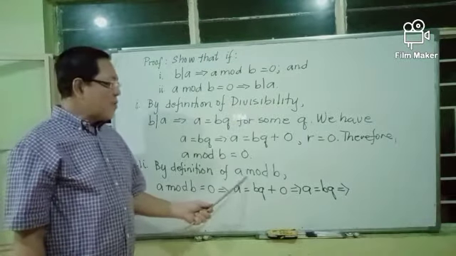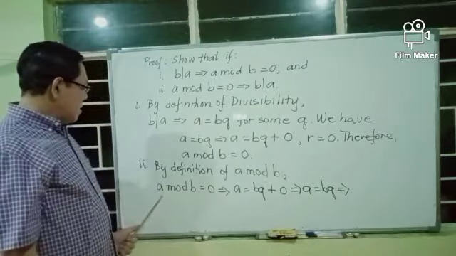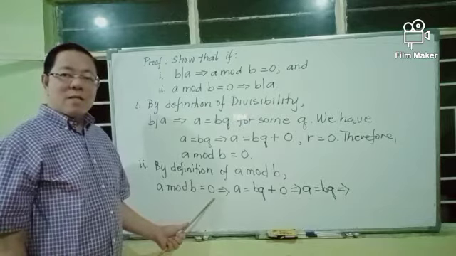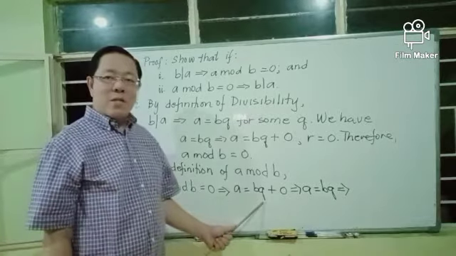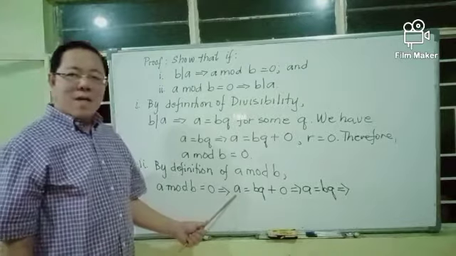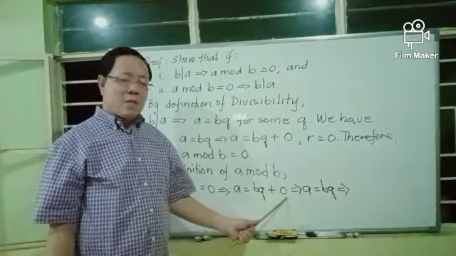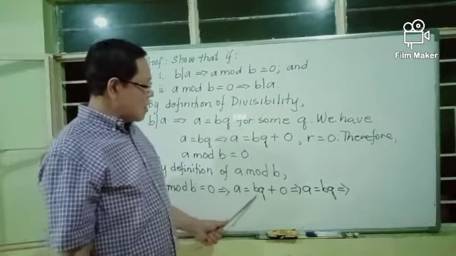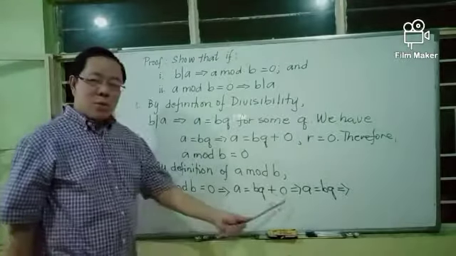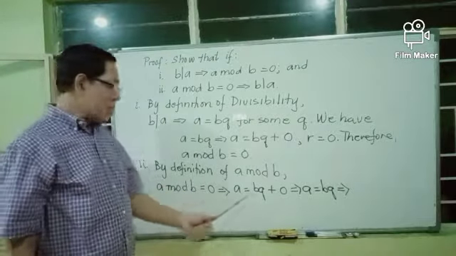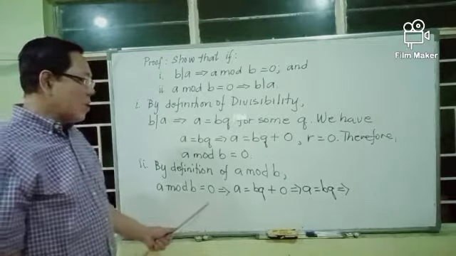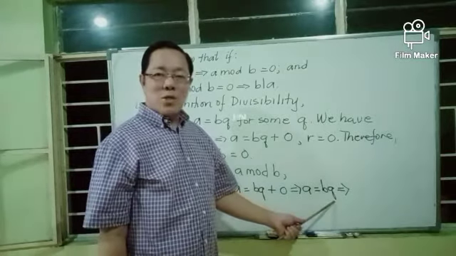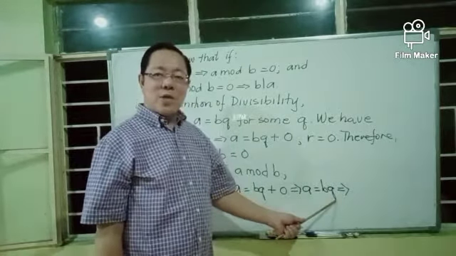Again, by definition, A modulo B equals 0 means that the remainder is 0 and there exists some integer Q such that we can write A equals BQ plus the remainder 0. We are sure that there is some integer Q such that this equation is true because we are given that A modulo B is equal to 0. And BQ plus 0 simplifies to BQ.